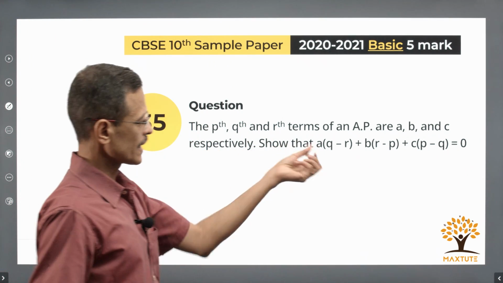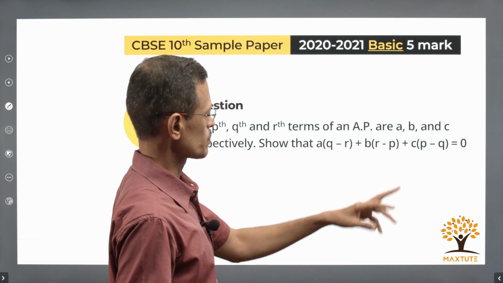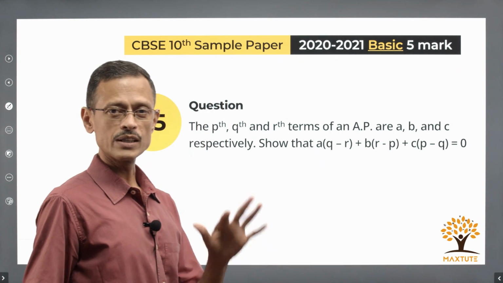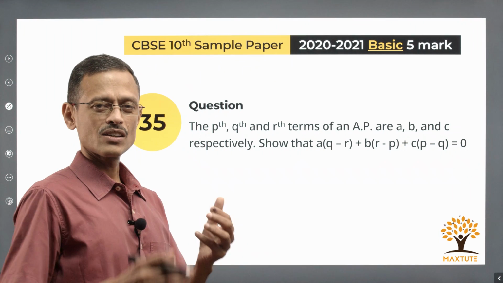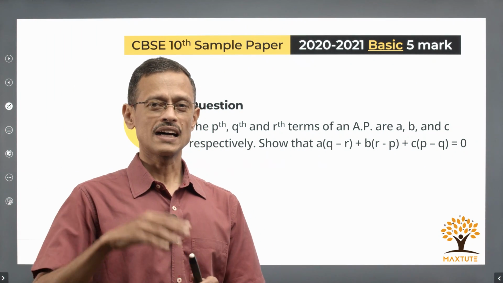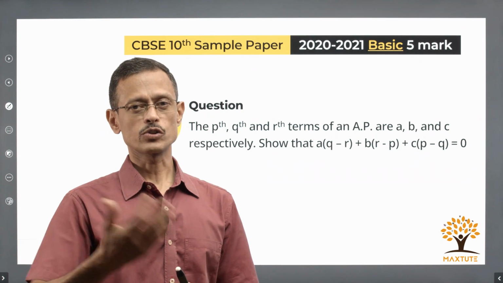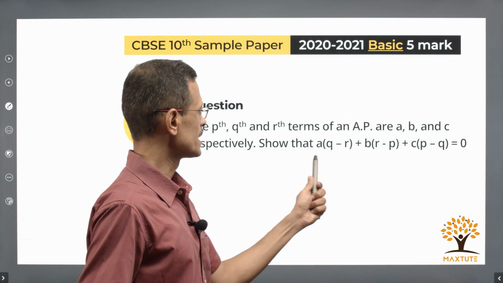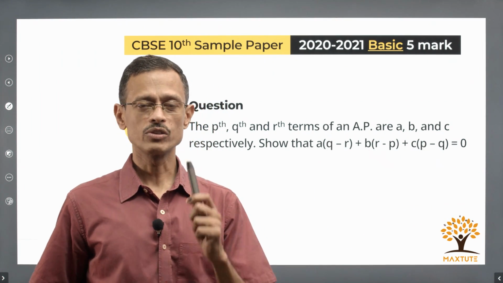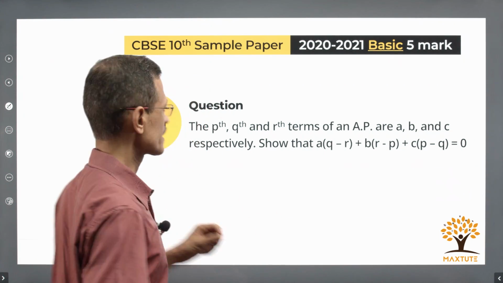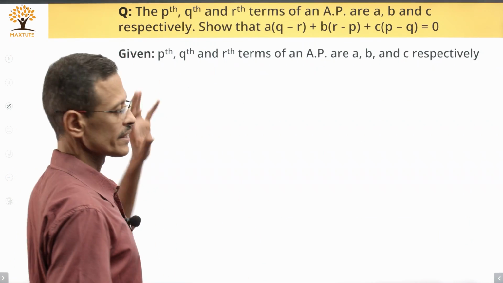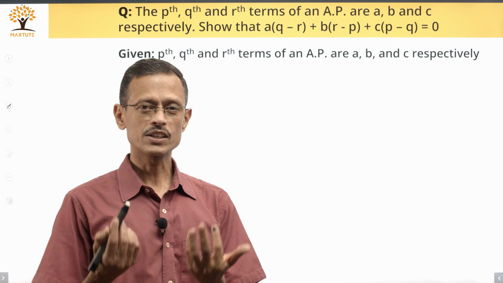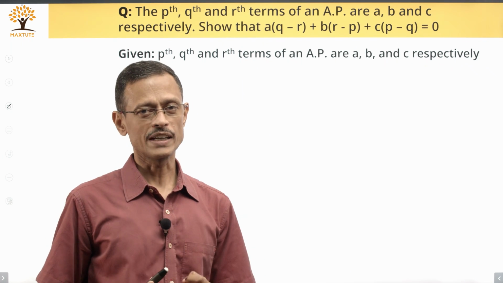Show that a times (q minus r) plus b times (r minus p) plus c times (p minus q) is equal to 0, right? The concept is very simple, but the algebra behind it is quite intensive. So, you need to be very careful in solving this question to be able to establish that the LHS when resolved is going to give you 0 as the answer. Let's get started. The concept that we are going to be using is the formula to find out the nth term of an arithmetic progression.